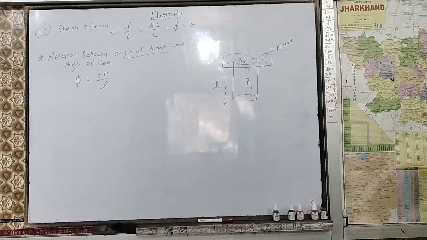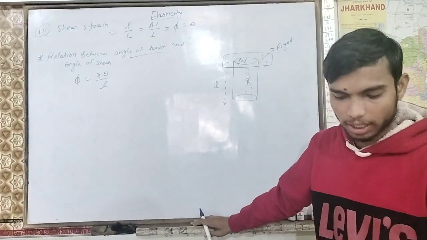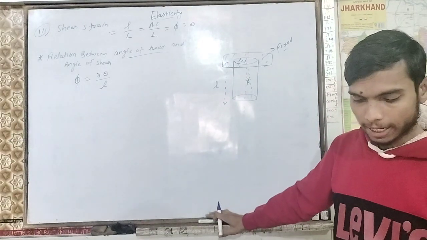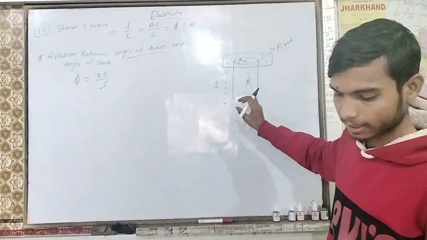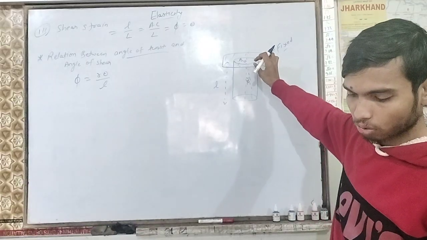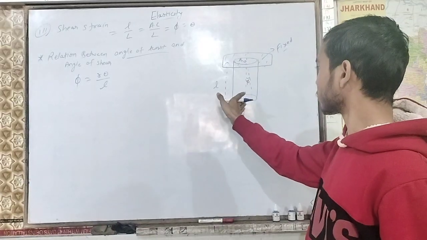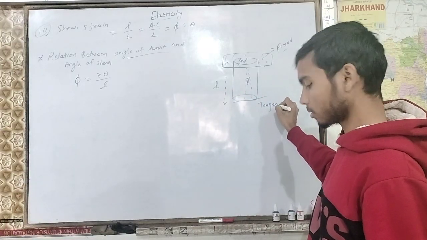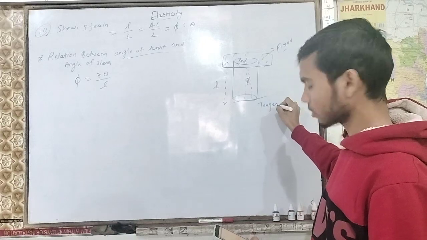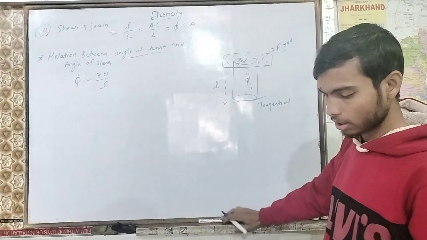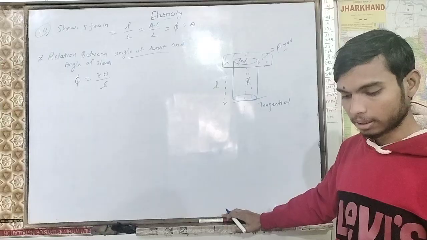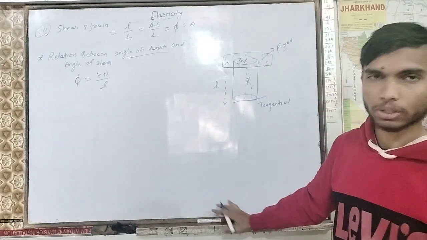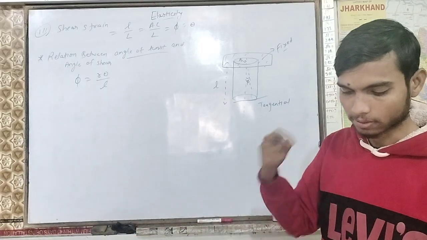Now let's explore it. When a cylinder of length L and radius r is fixed at one end, and a tangential force is applied at the other end, the cylinder gets twisted. It will rotate itself.